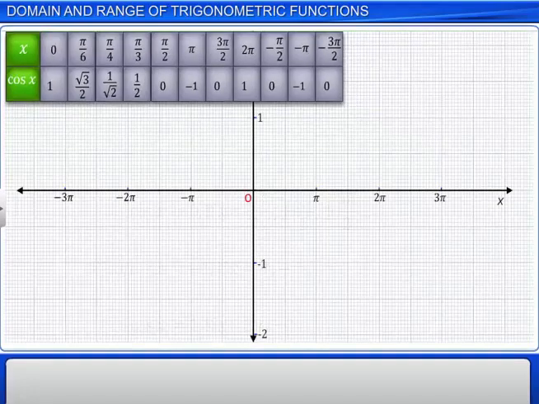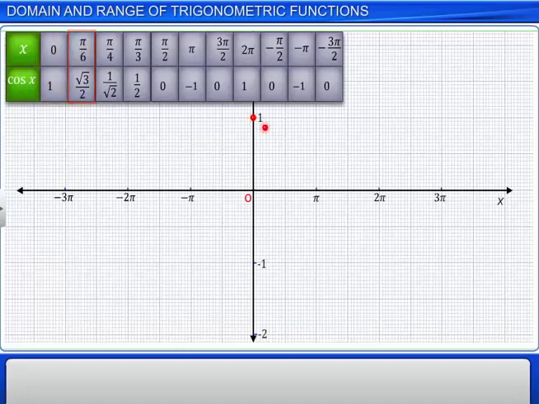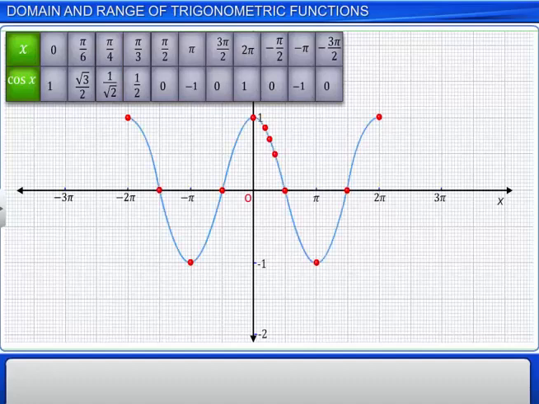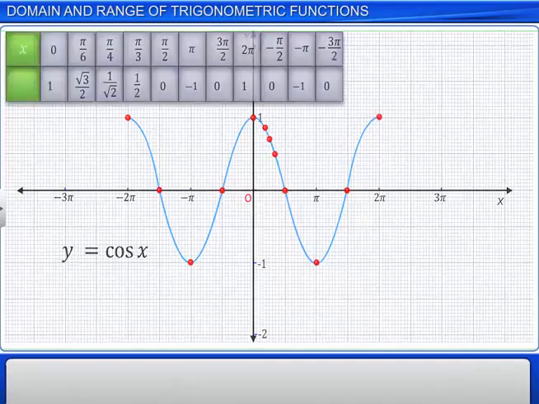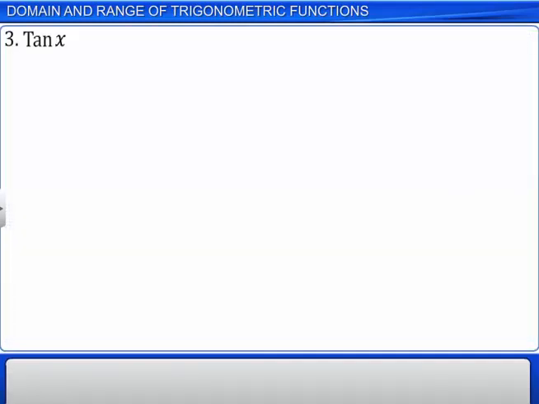Now, let us plot the values of x on the x-axis and the corresponding values of cos x on the y-axis. We get the graph as shown. Observe that the graph of cos x does not pass through the origin, and the minimum and maximum values of cos x are -1 and 1 respectively. Proceeding on to the next function.